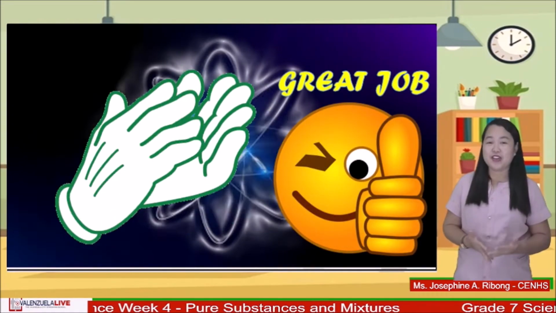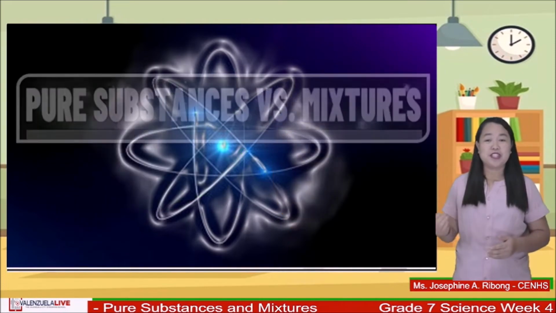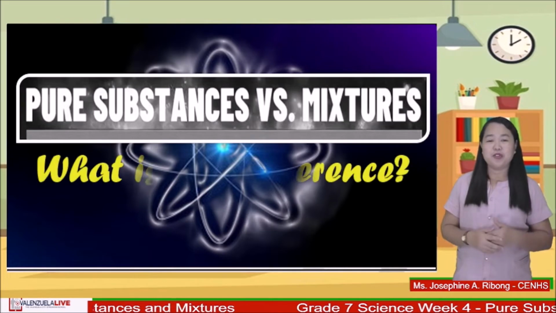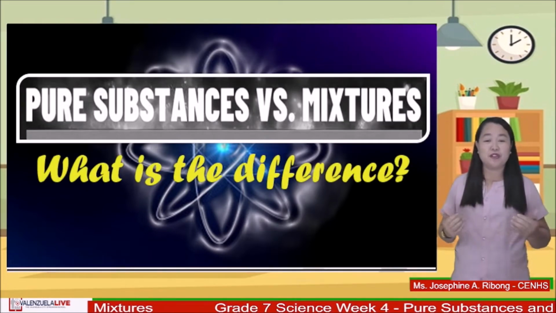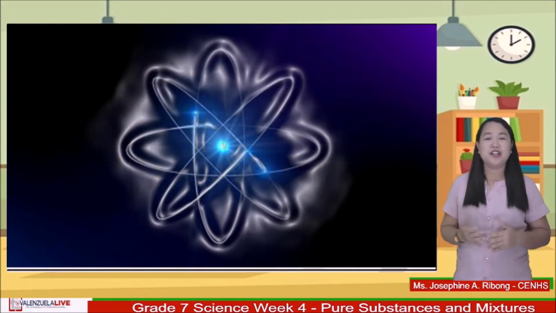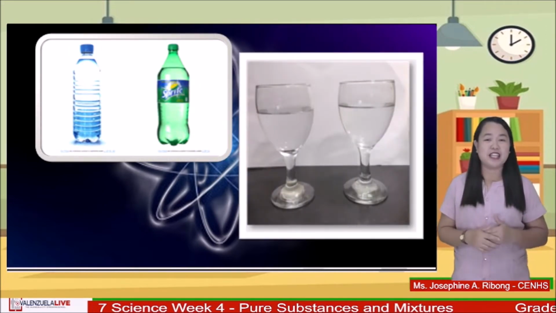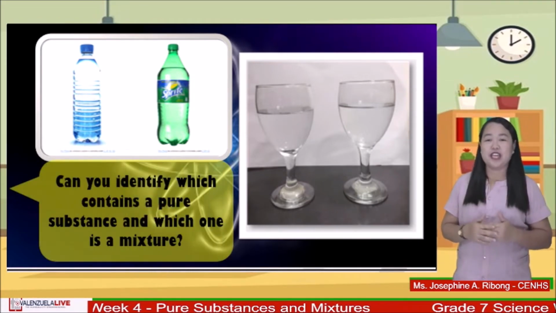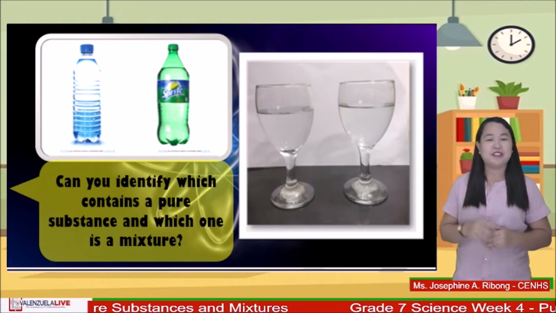As I have said earlier, matter can be broken down into two categories, pure substances and mixtures. The question here is, how does a pure substance differ from a mixture? Let's find out as we go through our discussion. I have here two samples of liquid substances. If I put these substances in glasses of wine, can you identify which contains a pure substance and which one contains a mixture?